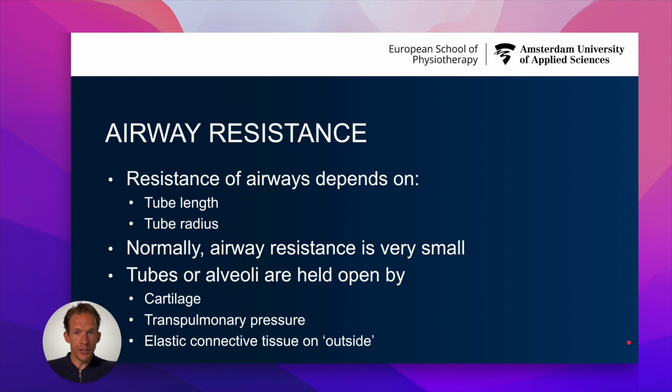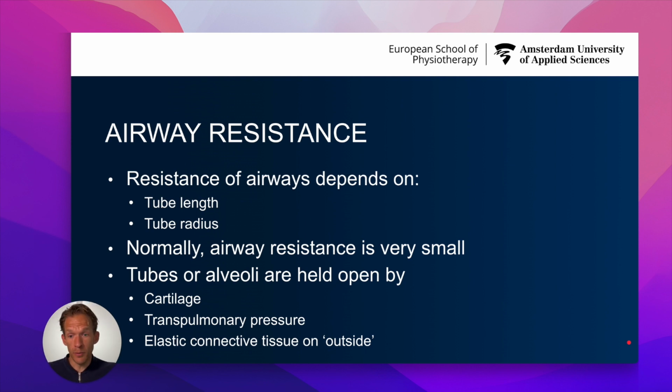In a normal situation, unless someone is growing and you follow someone over time, the length of the tube, especially the upper airways, is not really going to change. The tube radius is going to change. So you can say that the direct factor that influences the resistance is the diameter of the airways. And normally, especially the upper airways are kept open by several structures, which will make sure that the resistance is as low as possible.